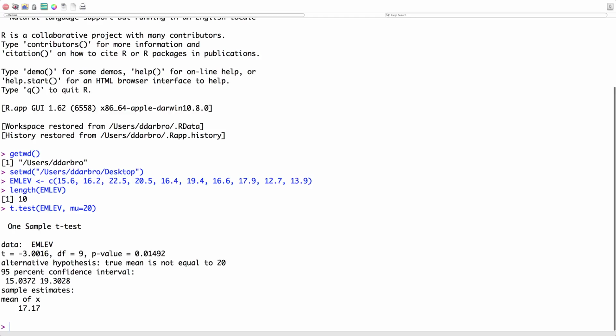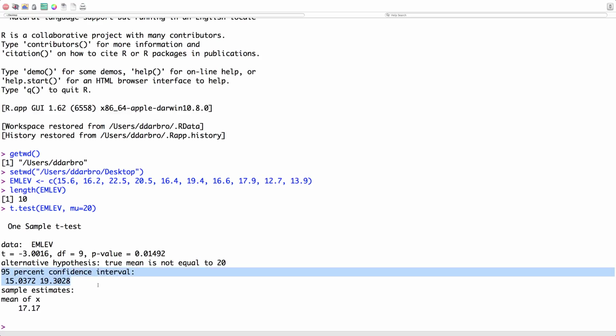Okay. So if I run my t-test, you'll see that my test statistic is negative 3.0016. I have 9 degrees of freedom, and my p-value is 0.01492. My 95% confidence interval is provided, which is the default. And so our decision here would be to clearly reject the null.